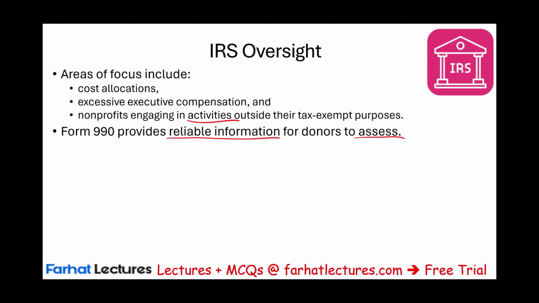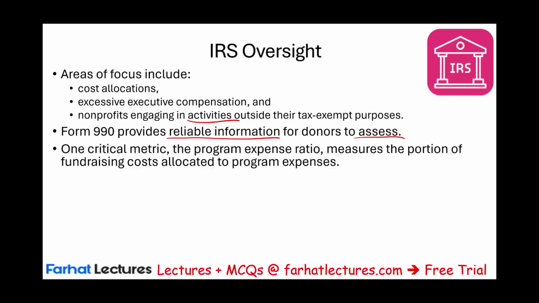990 will give you this. So one critical metric, the program expense ratio, measures the portion of fundraising costs related to the program expense. So how much of your expenses are spent on a program versus allocating expenses to fundraising? You could look at various metrics. It doesn't have to be one of them, but you can look at these ratios.